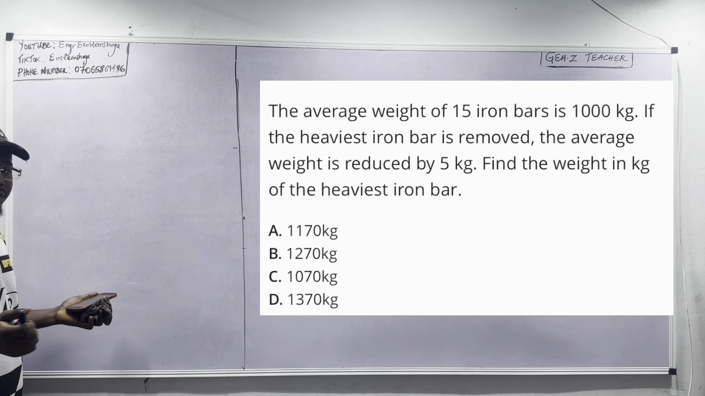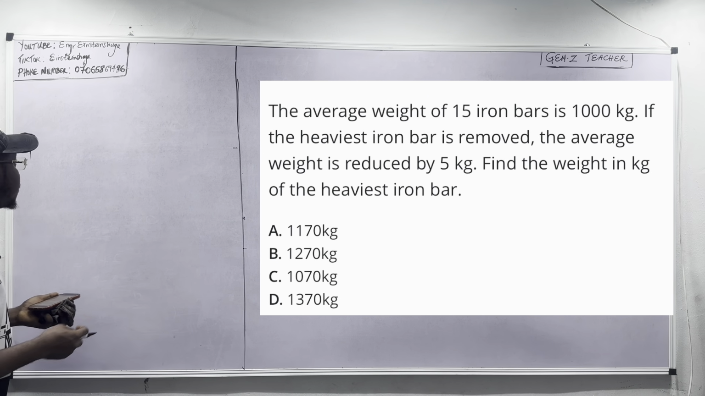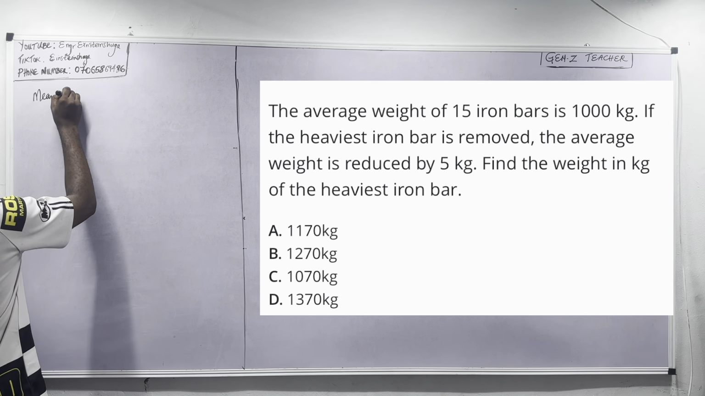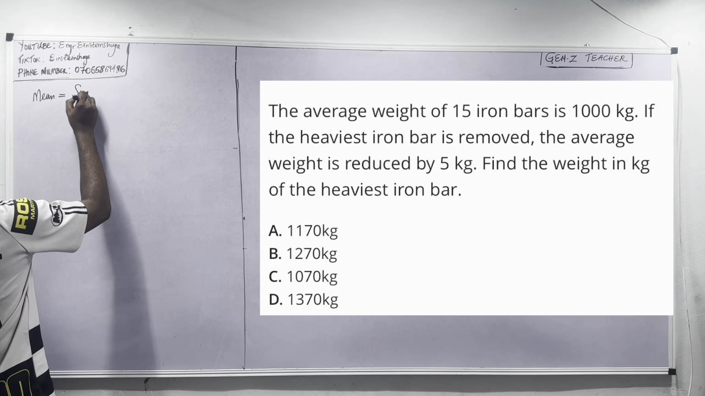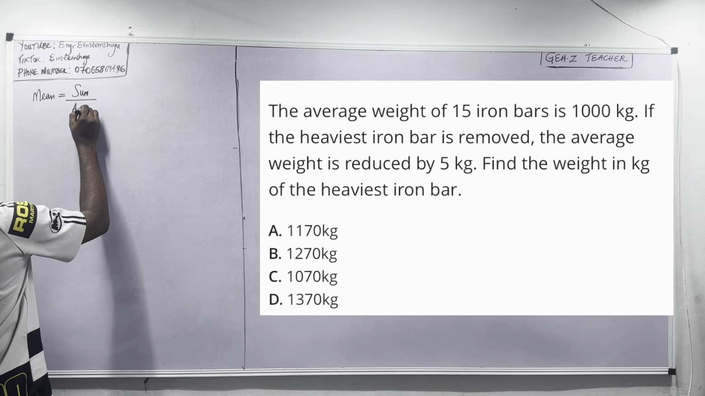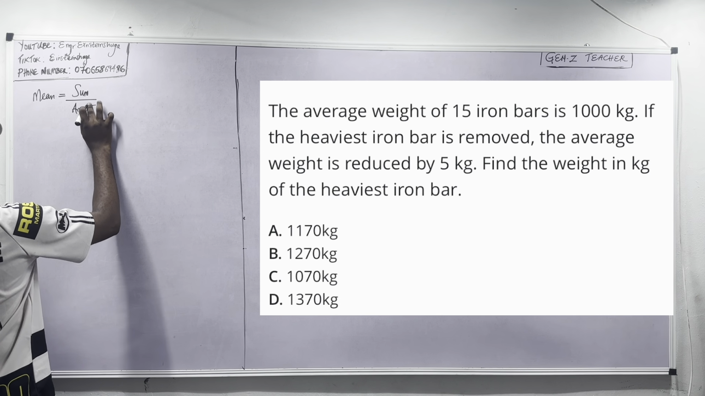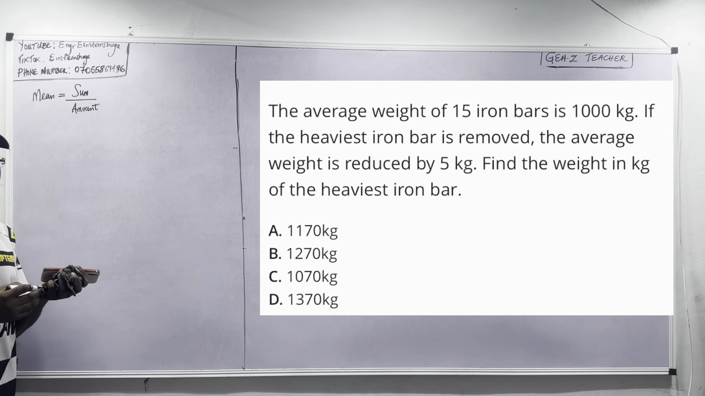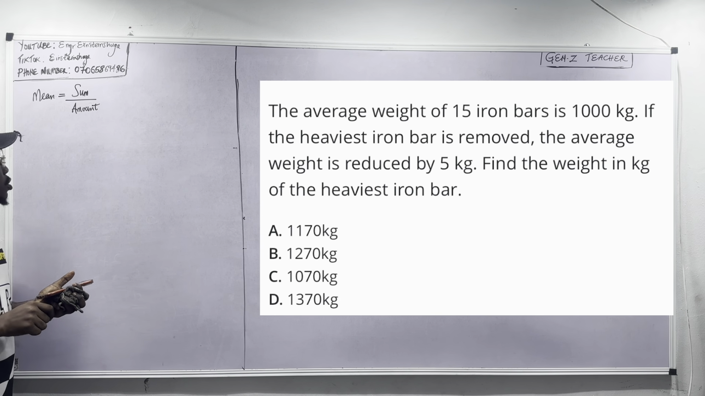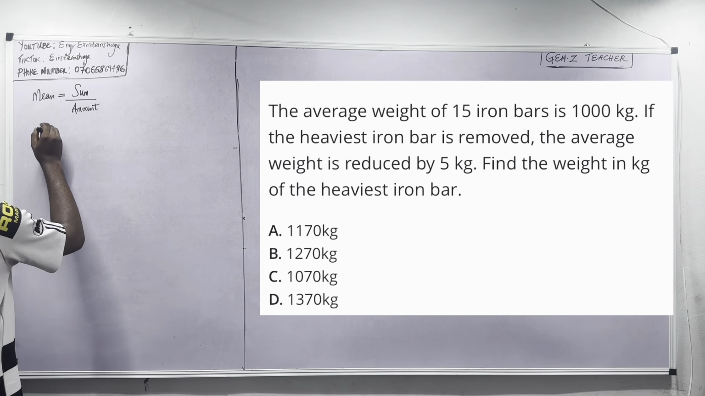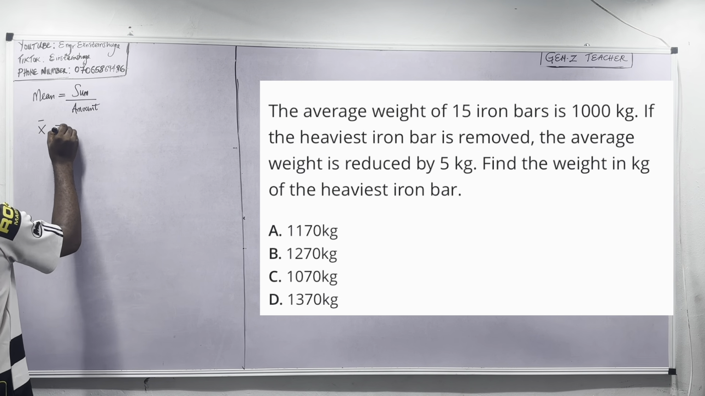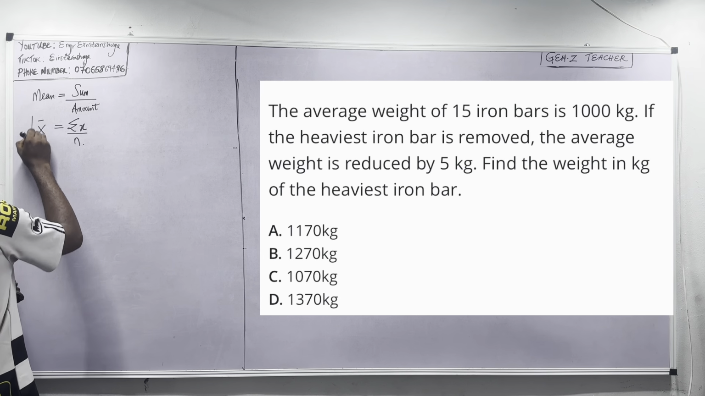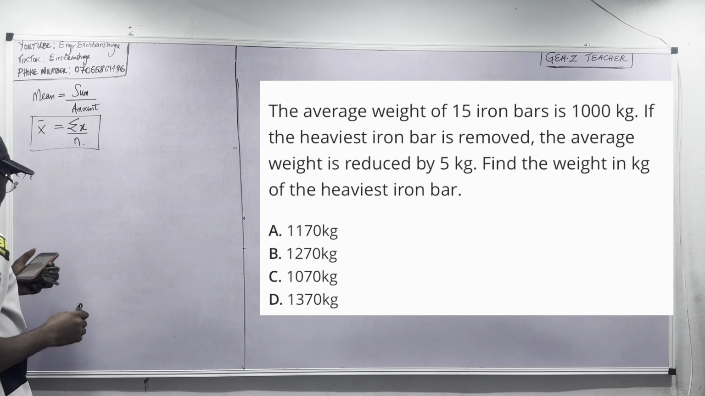Average basically means mean. Remember, the mean of a number is the sum over the amount: the sum of the numbers divided by the amount of numbers given. The symbol for mean is x bar, and it's equal to the summation of x divided by n. So we're going to apply this formula throughout this question.